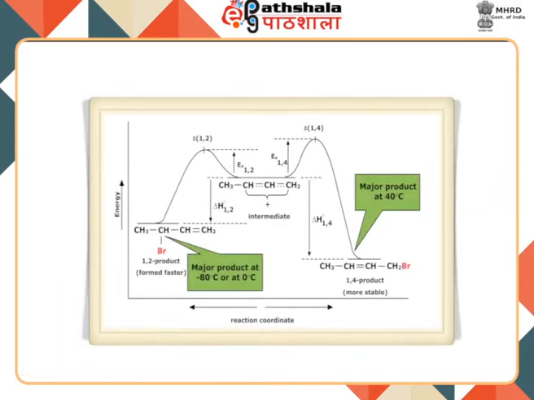This diagram represents the transition state for 1,2 and 1,4 addition products. The double dagger symbol and 1,2 in brackets represent the transition state for 1,2 addition, and double dagger in brackets 1,4 represents the transition state for 1,4 addition. From this we can see that the 1,2 product is a major product at -80 or at 0 degrees Celsius and it is formed faster, whereas the 1,4 product is more stable and it is formed at higher temperature, at 40 degrees Celsius.